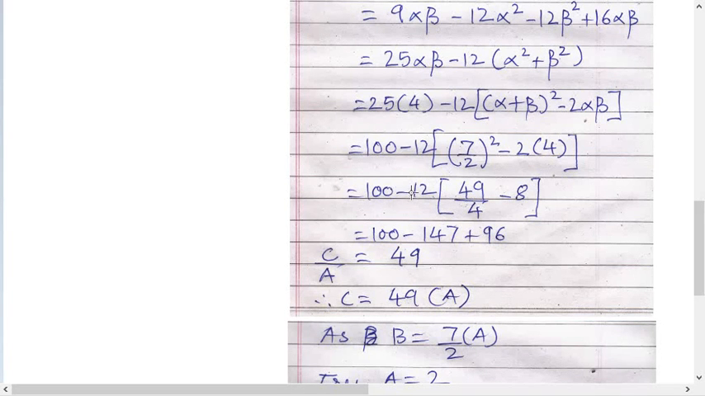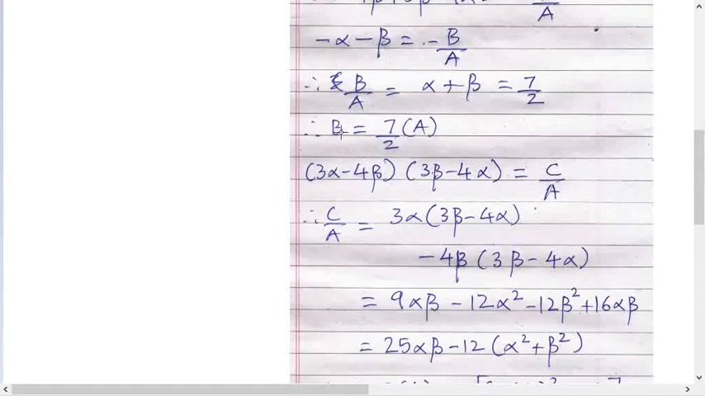4 ones are 4, multiply 12 inside. So 12 into this, 4 ones are 4, 4 threes are 12. So 49 into 3 is 147, and minus 12 into minus 8 is plus 96. Solve this. You will get C upon A equals 49 if you solve this. Okay, therefore C equals what? 49A. Now what all have you got? C equals 49A and here above B.